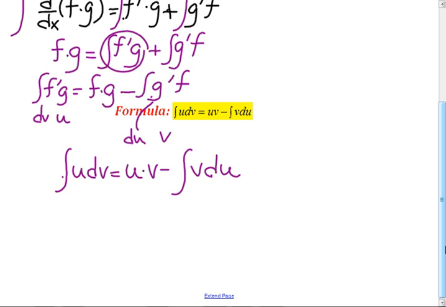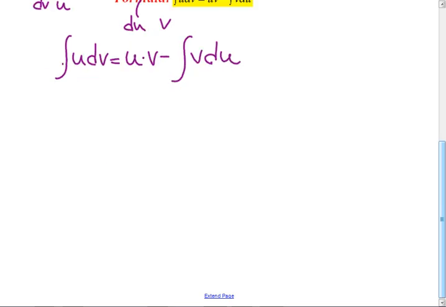So I'm going to have to do an integral. So let's see how we apply it. Why is the integral what? It's the derivative of fg. What does an integral do to the derivative? Cancels it out, so it's just f times g. So this is just the product rule.